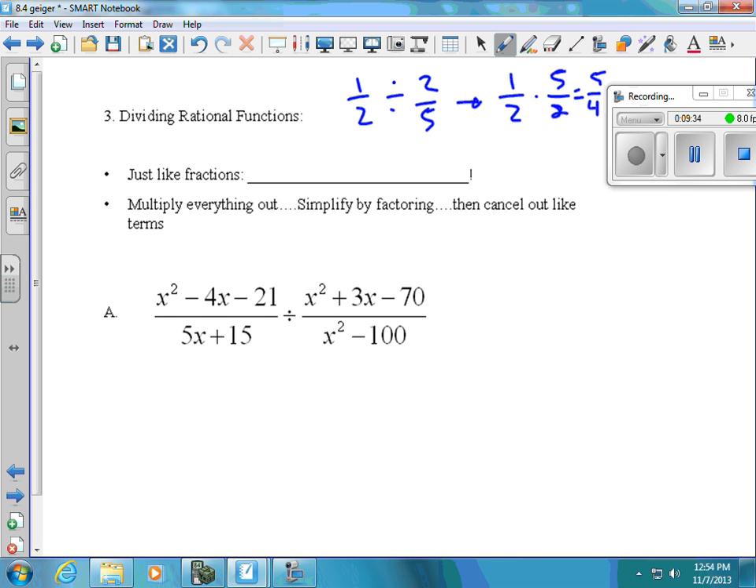We're going to do the same thing. A little way to remind yourself is skip, flip, and multiply. That might help the steps. And so if you have that in your steps, remember that, or it'll help you to complete the problem. So we're going to skip the first fraction, x squared minus 4x minus 21 over 5x plus 15. We're going to flip the second fraction and we're going to multiply. So it's going to look something like this.